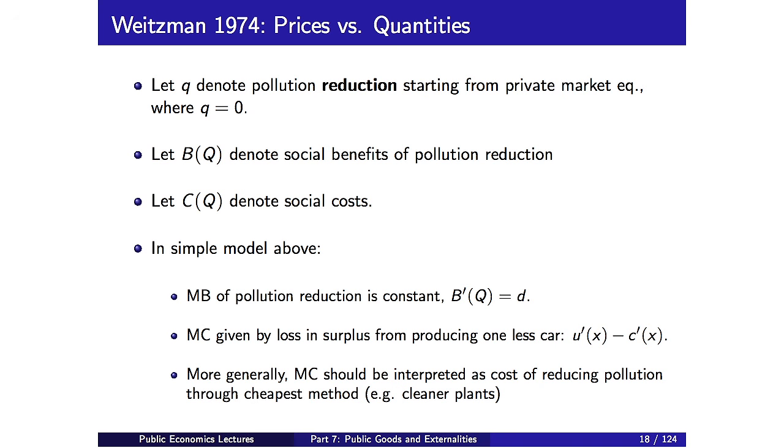More generally, the marginal cost can be interpreted as the cost of reducing pollution through the cheapest possible method. Think about a firm optimizing. The way in which they're going to reduce pollution is going to be either by making fewer cars or by finding a better technology, whatever the cheapest way is, right? And so that's going to generate this outer envelope C of Q function, which is what we're going to think about here.